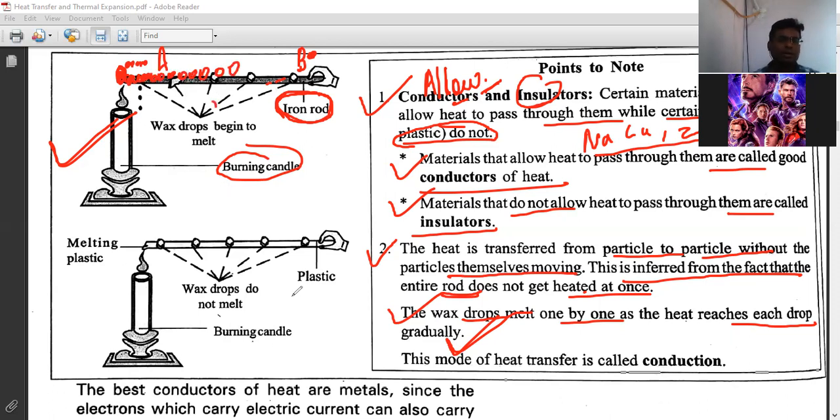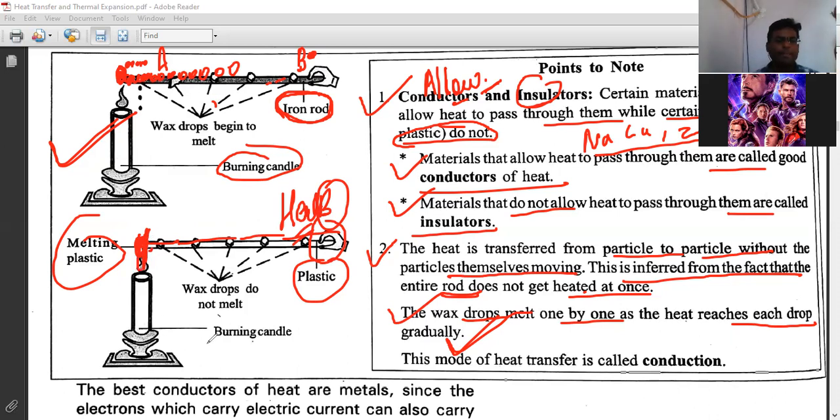Right. Now look at the plastic. When we heat the plastic at a point, it will melt and fall down. It will not transfer the energy from one point to another point. So on the other side, it will not reach there. It will melt on that side only. So this is the example of a conductor, and this one is the example of an insulator. So write first about conductor and insulator.